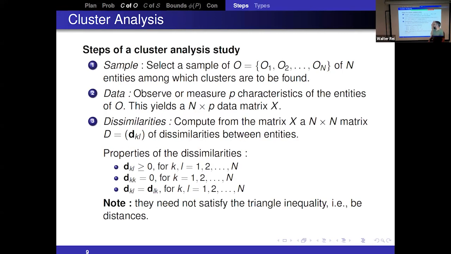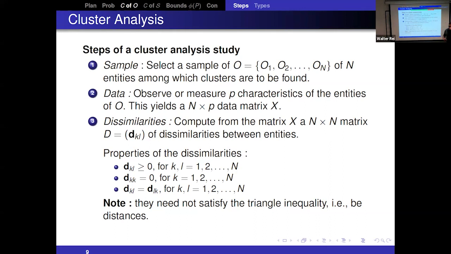Okay, what is cluster analysis? Here, I'm using a very nice paper, as I mentioned, that is referenced at the end of the presentation. It provides a more mathematical programming view of clustering. So the first step is to identify the sample. What are we clustering? You have some sample O of entities, and now you're interested in building clusters of these entities.